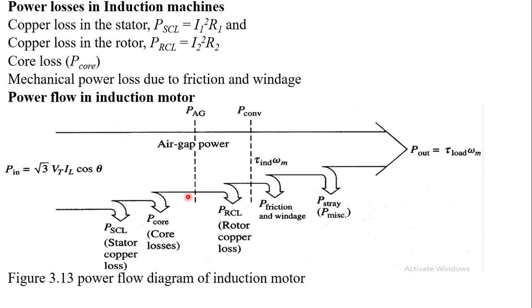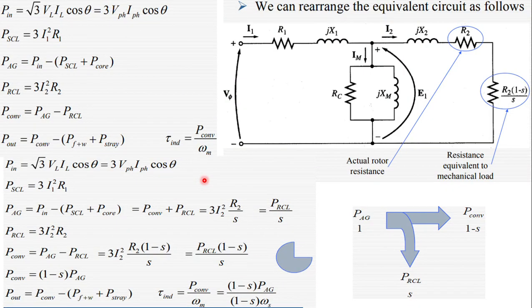Then after that, we can determine the rotor copper loss. Rotor copper loss means the loss occurring on the rotor, which is rotor current squared multiplied by rotor resistance. Now, we can determine the converted power from the air gap power and rotor copper loss. The output power is equal to converted power minus friction plus windage power.